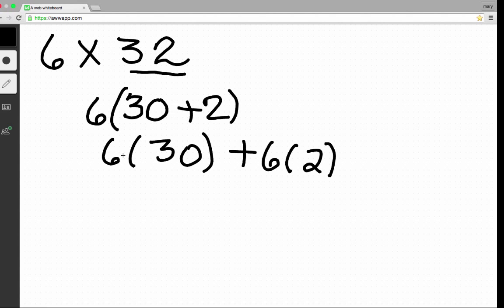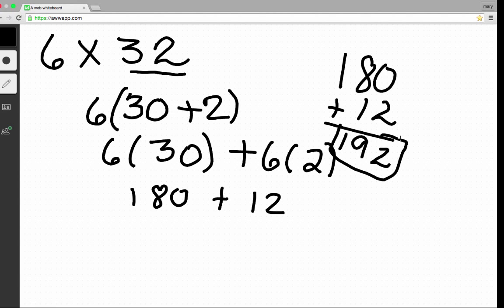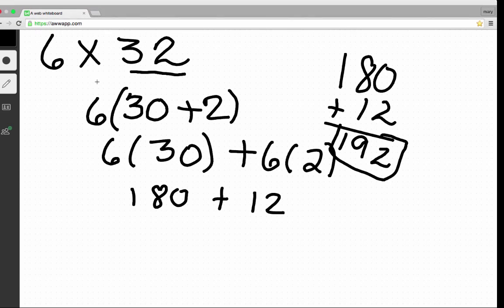So now I can do the mental math and do 6 times 30, which gives me 180, plus 6 times 2, which is 12, and add those together. 180 plus 12 would give us 192 up here in the corner. All right, so let's get rid of that one.